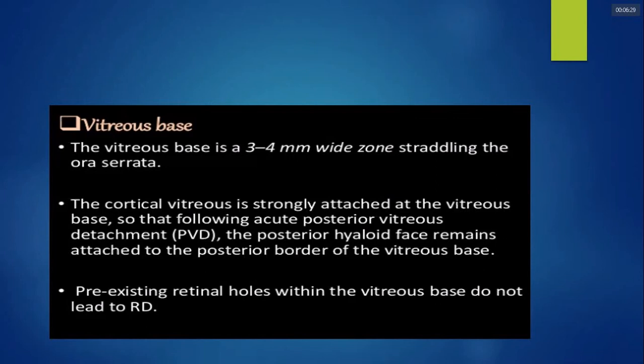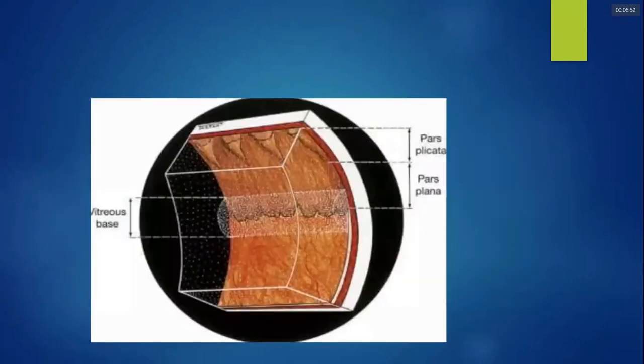So a pre-existing retinal hole within the vitreous space does not lead to the RD. So there must be some force which pulls the retina to make a retinal detachment, because if there is a pre-existing hole and there is no pulling or pushing force, then there will not be retinal detachment. So this is a vitreous base where the vitreous is attached, the cortical part.